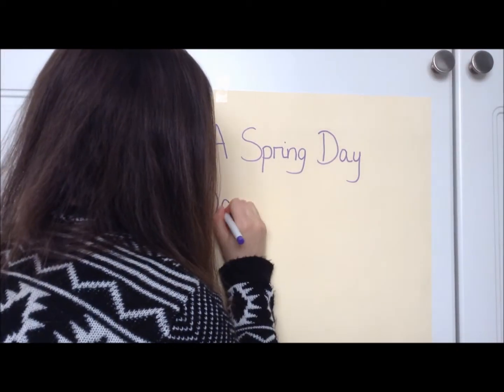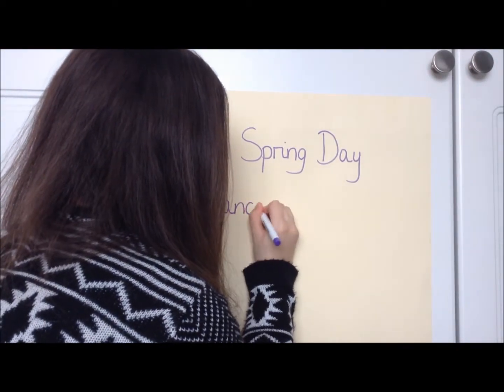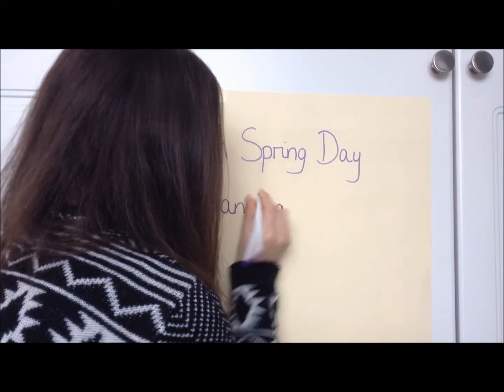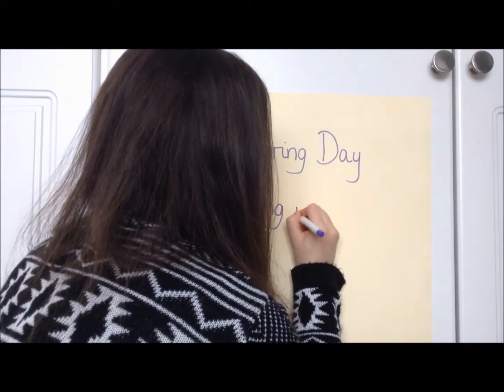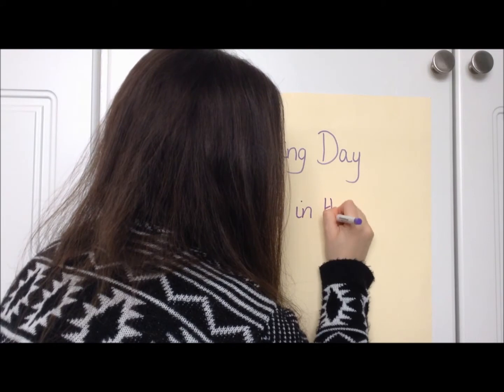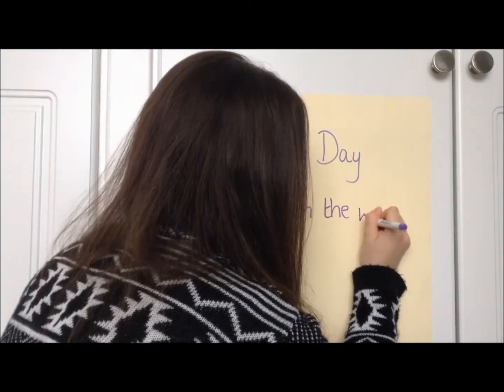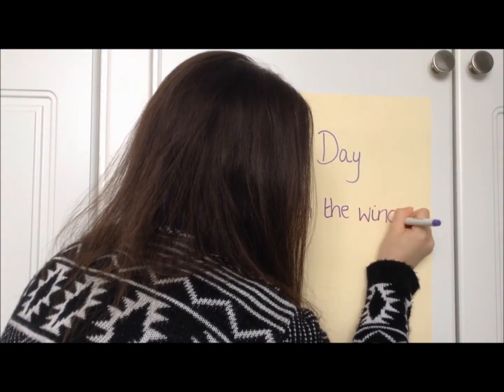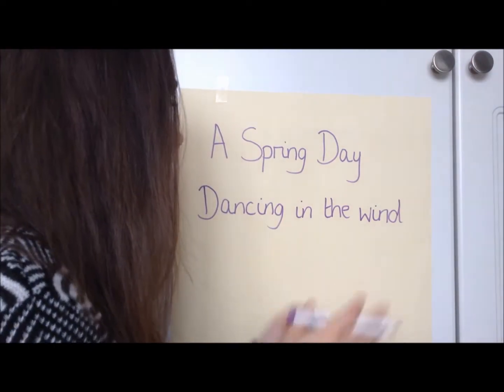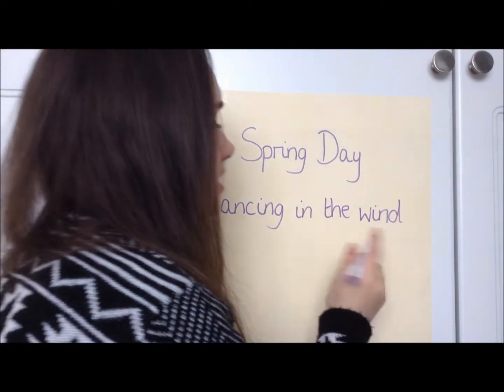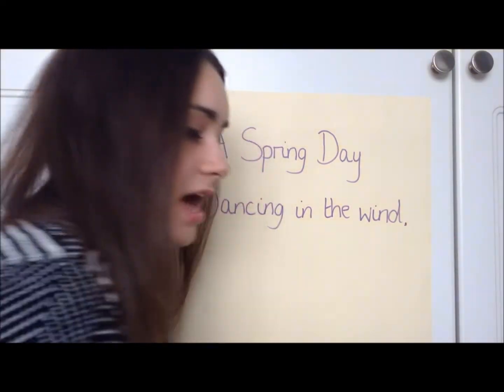So we have dance, dancing, in the wind. Let's check. Dancing in the wind, 5 syllables, fantastic, and a comma at the end.